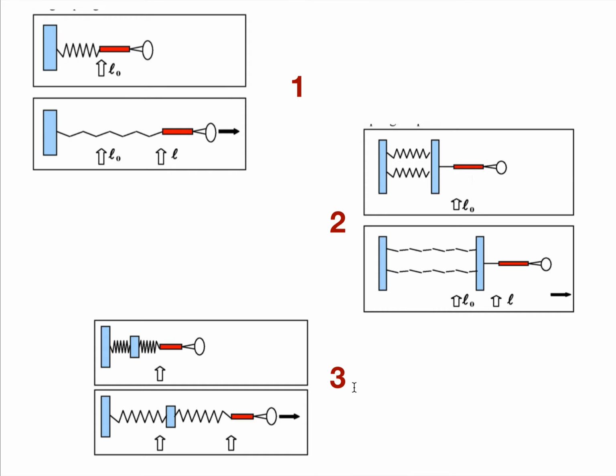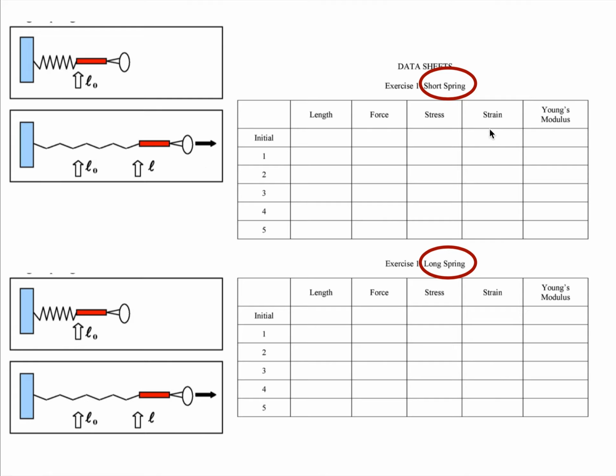And then for exercise 3, we're going to put 2 springs in series, which simulates a longer muscle. And we're going to apply force on it and see the stress and strain for that. Because stress and strain are mostly related to the material, we expect the Young's modulus will be pretty similar between these 3 exercises. And for each exercise, we have 2 kinds of spring. So we've got a short spring and a long spring. I'll show you how the springs look in the next slide. And so yeah, we've got a short spring and a long spring.